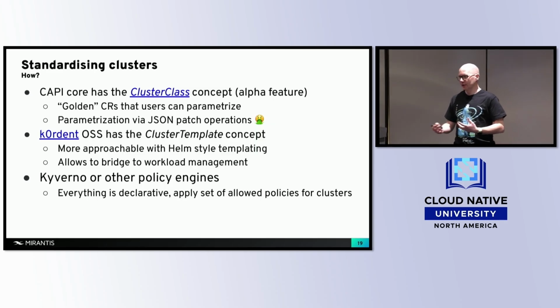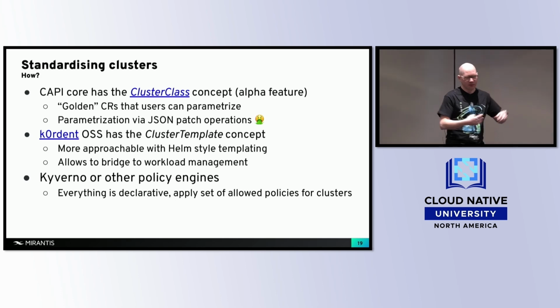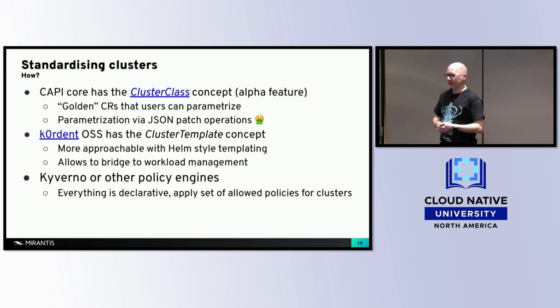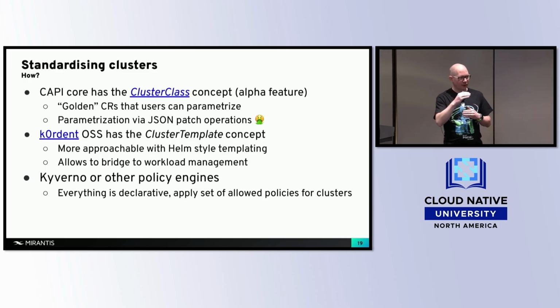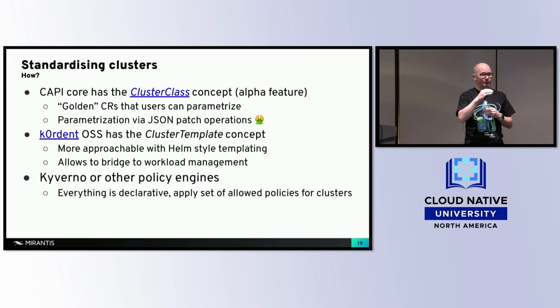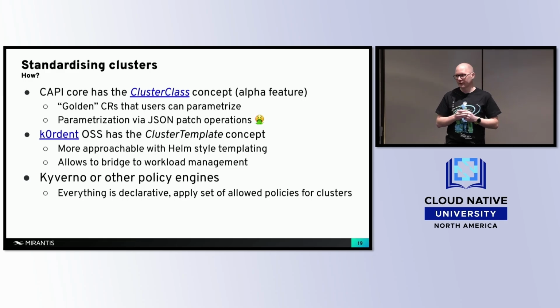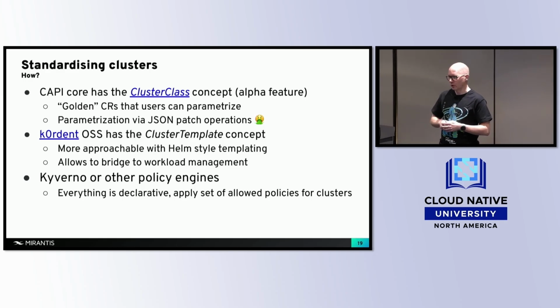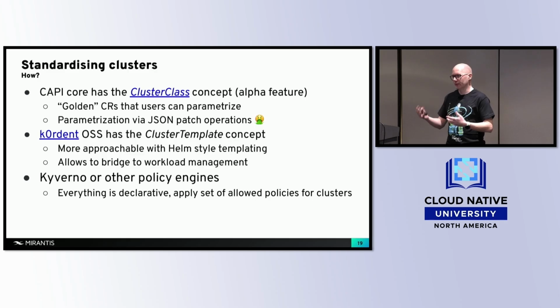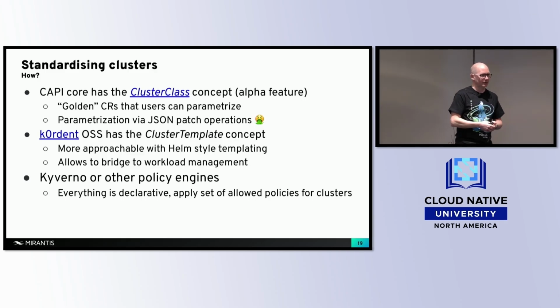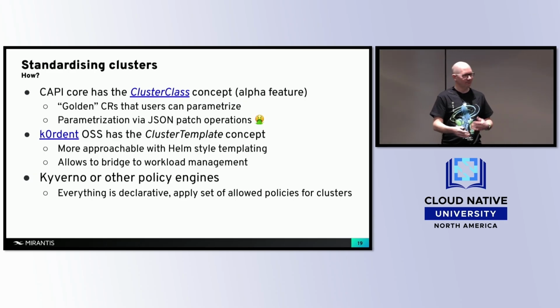So you get a homogeneous set of clusters. The challenge with cluster class, to be honest, is that the parameterization is defined as JSON patch operations, which gets super tricky super quickly. In our current open source project, we use a similar concept called cluster template, where we use Helm style templating, which, I'm not a fan of Helm templating, but it's much more approachable than JSON patch operations.